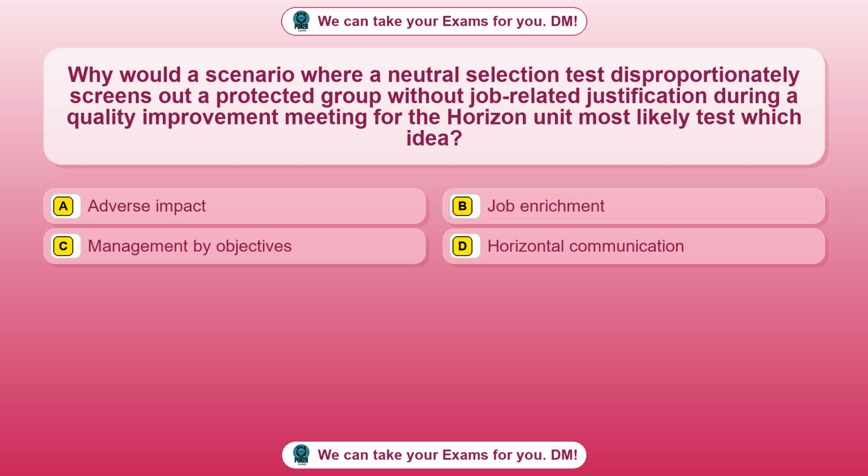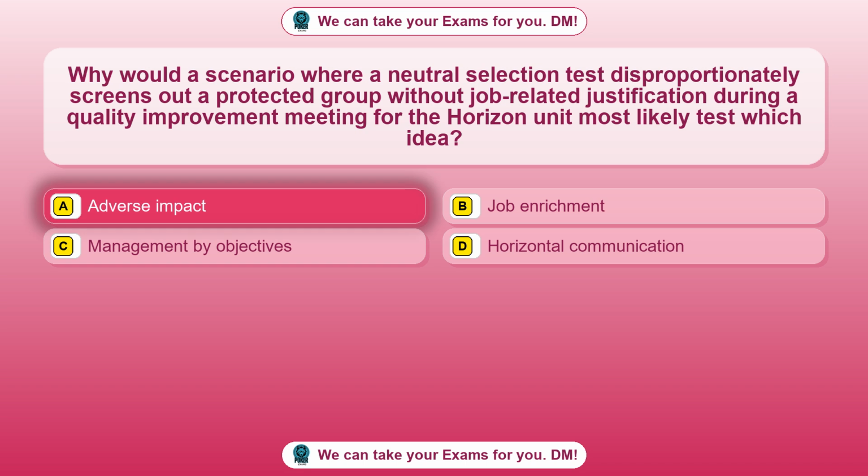Question 53. Why would a scenario where a neutral selection test disproportionately screens out a protected group without job-related justification during a quality improvement meeting for the Horizon unit most likely test which idea? Option A, adverse impact. Option B, job enrichment. Option C, management by objectives. Option D, horizontal communication. The correct answer is option A, adverse impact.